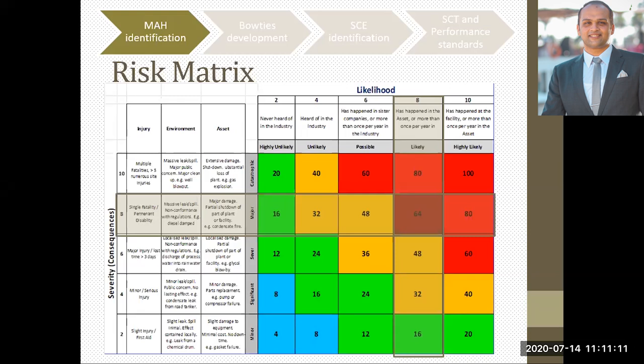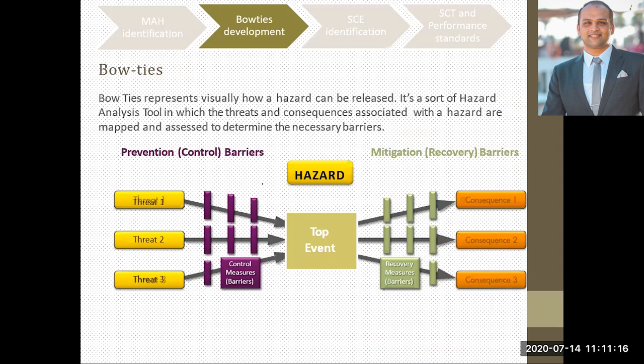Next step is to develop bow ties. You know bow ties, which are for suits. But in here, it's not for suits for sure. It's from its shape that they name it bow ties. However, it's not just a name. At the end, it's a method to visually represent the hazard, the threats, the consequence, and the top event of any scenario which can lead to a catastrophe, whatever the catastrophe is, and whatever the effect is.